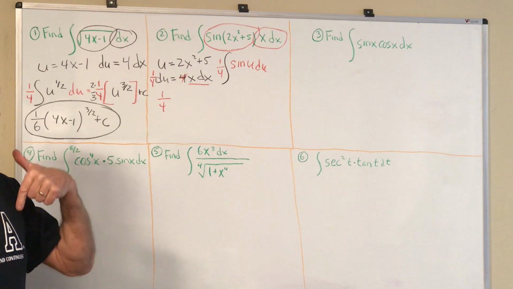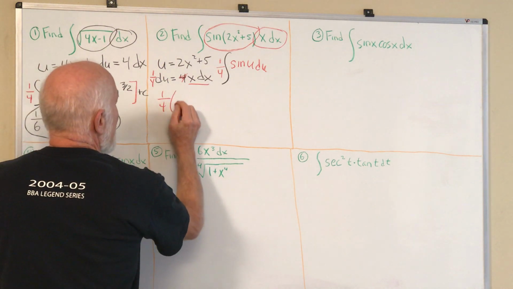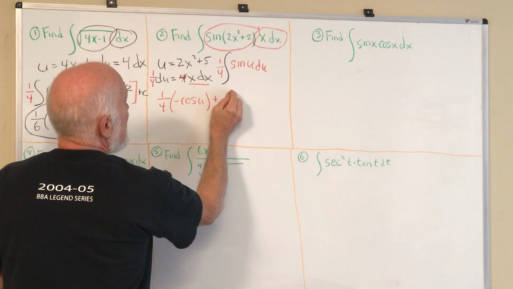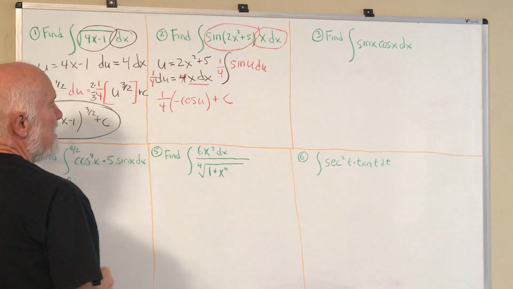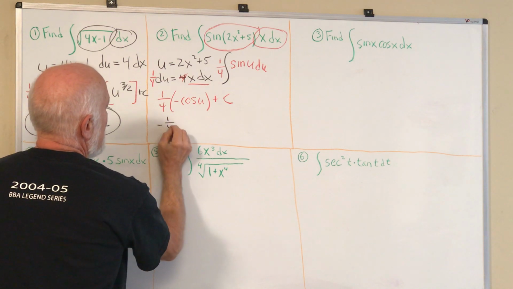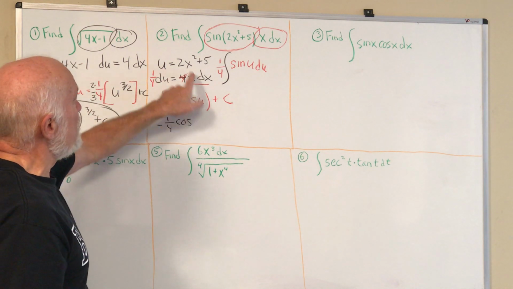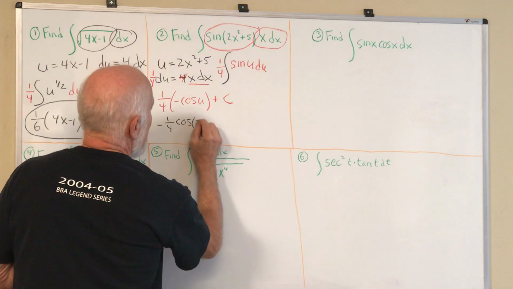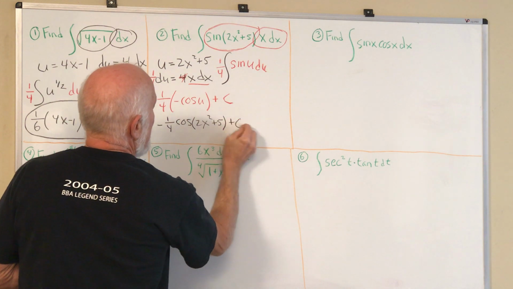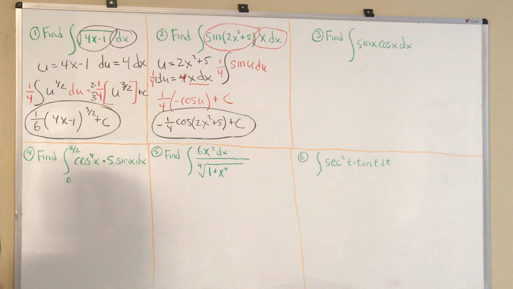The antiderivative of sine of u du is minus the cosine of u plus c. So your last step is just to get it back into the form you want. You don't want a u there, so you put 2x squared plus 5. And there is your answer. So that is our second u substitution.